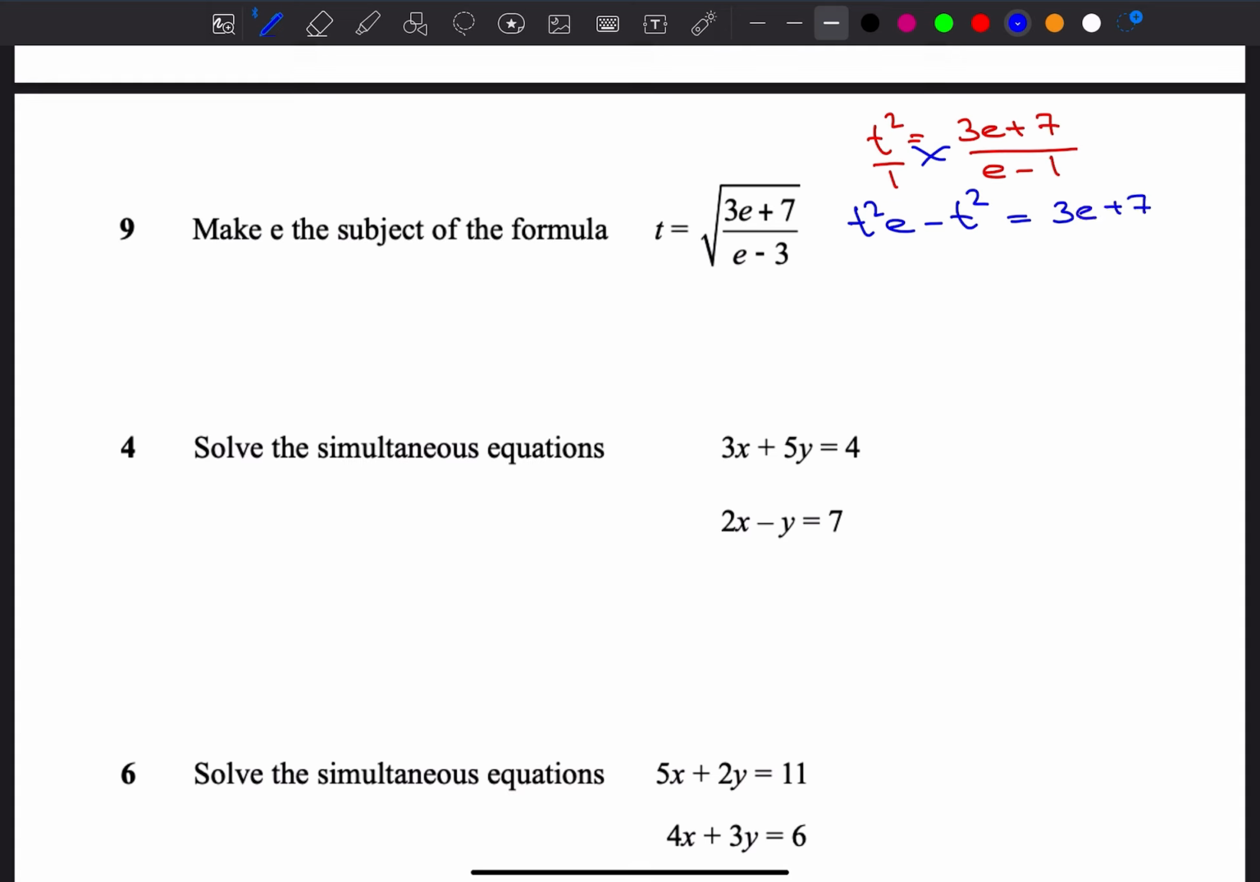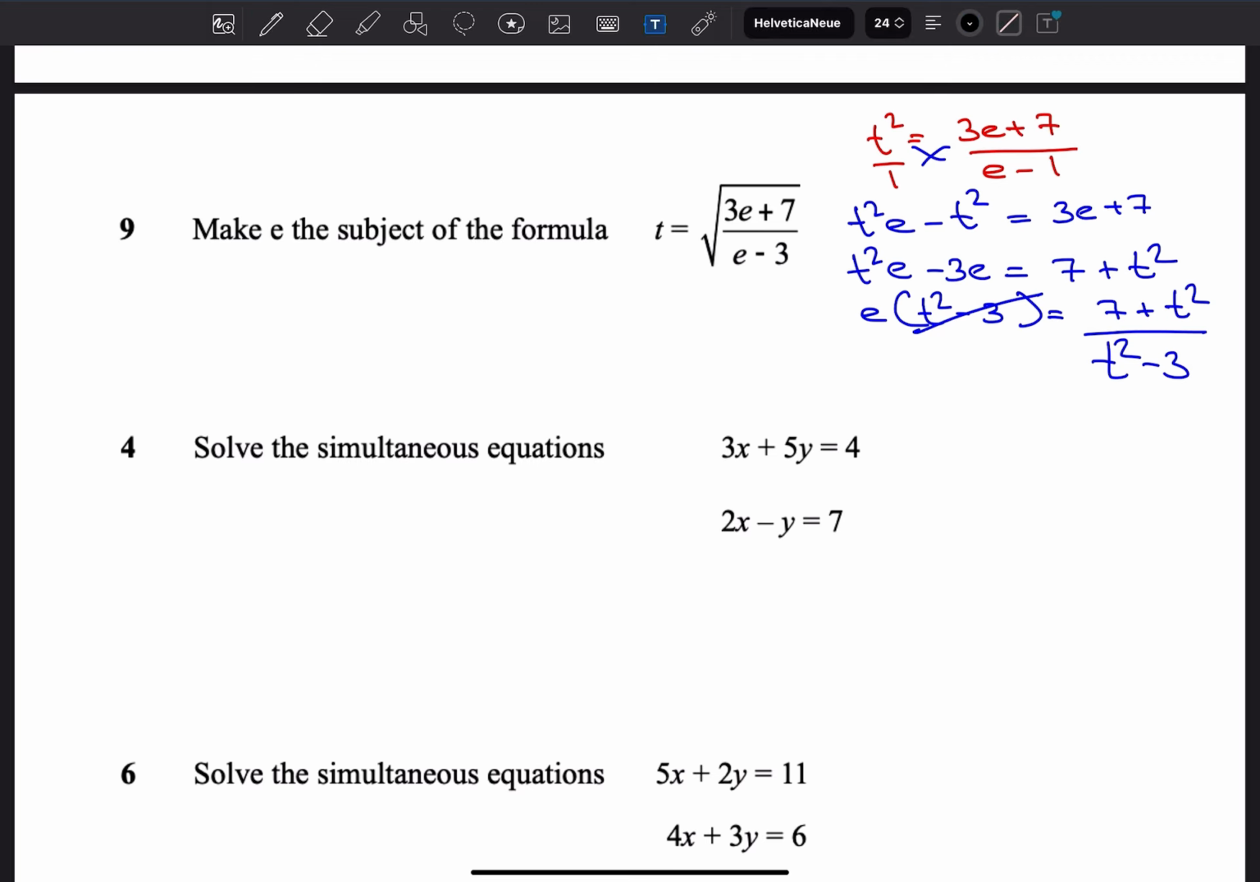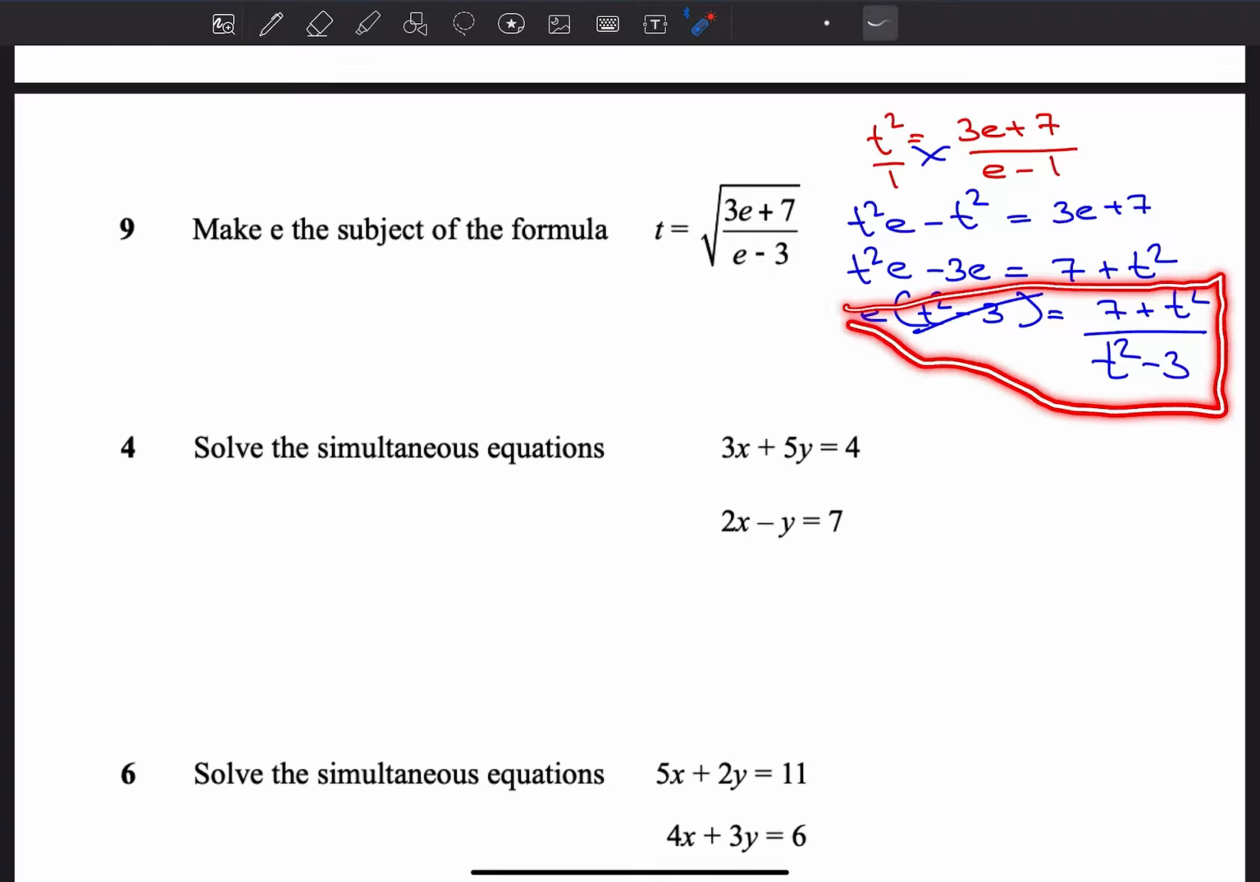You want to make e the subject. t squared e minus 3e equals 7 can stay there. The minus t squared will go plus on the other side, so you will get plus t squared. Take the e common. What do we have? t squared minus 3. e equals 7 plus t squared, divided by t squared minus 3, and that's your answer. So your answer is e equals 7 plus t squared over t squared minus 3. Simple.